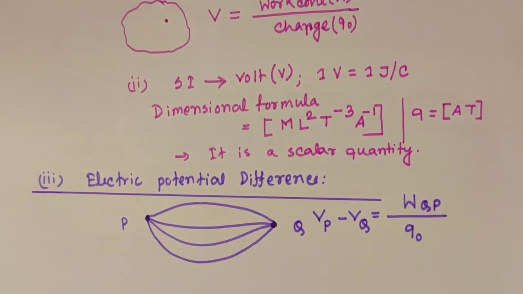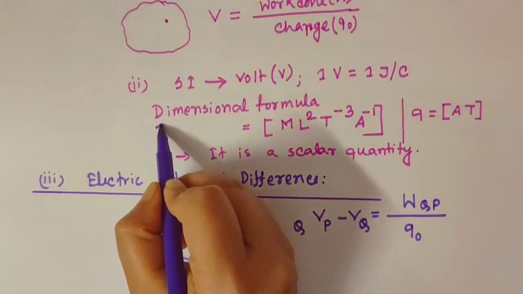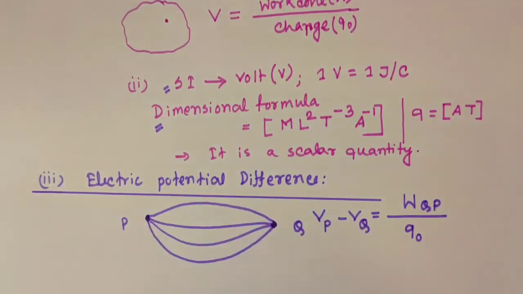Now, the dimensional formula for electrostatic potential difference is the same as that of electrostatic potential, and the SI unit of electrostatic potential difference is also volt. So, the dimensional formula and SI unit are the same as those of electrostatic potential.